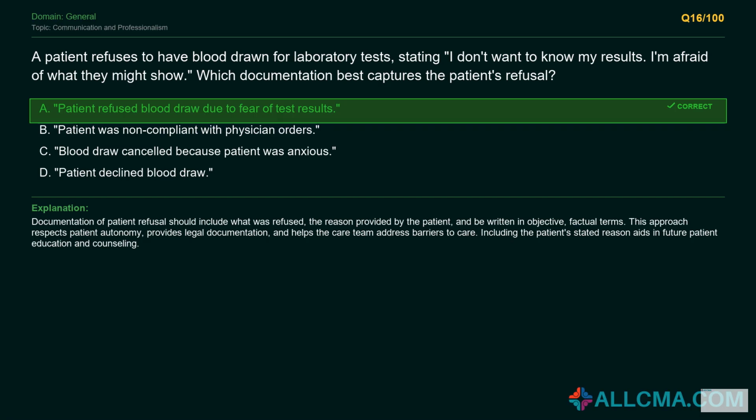Documentation of patient refusal should include what was refused, the reason provided by the patient, and be written in objective, factual terms. This approach respects patient autonomy, provides legal documentation, and helps the care team address barriers to care. Including the patient's stated reason aids in future patient education and counseling.